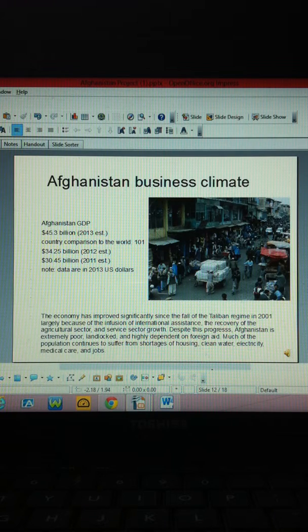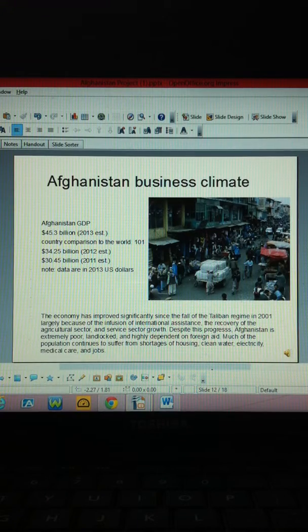say the United States. But the economy of Afghanistan has improved significantly since the fall of the Taliban regime in 2001, largely because of the infusion of international assistance, the recovery of the agricultural sector, and service sector growth. Despite this progress, Afghanistan is extremely poor, landlocked, and highly dependent on foreign aid. Much of the population continues to suffer from shortages of housing, clean water, electricity, medical care, and jobs.